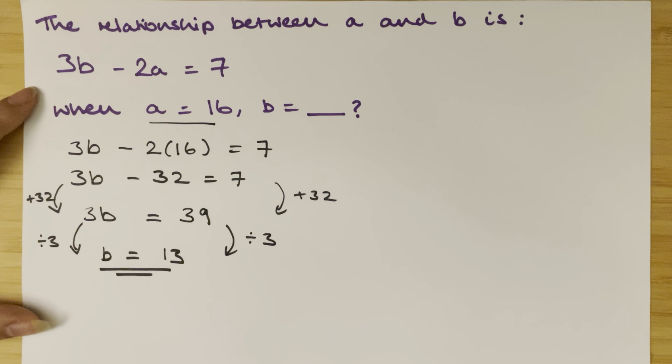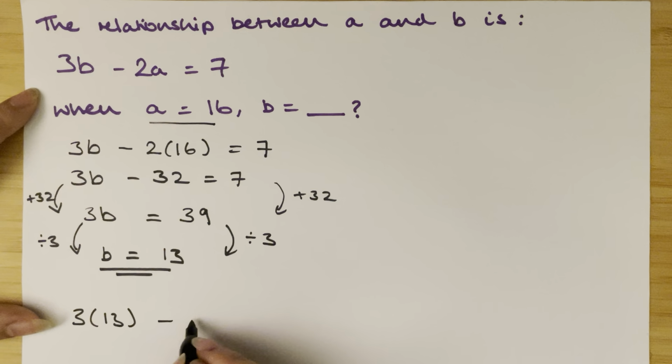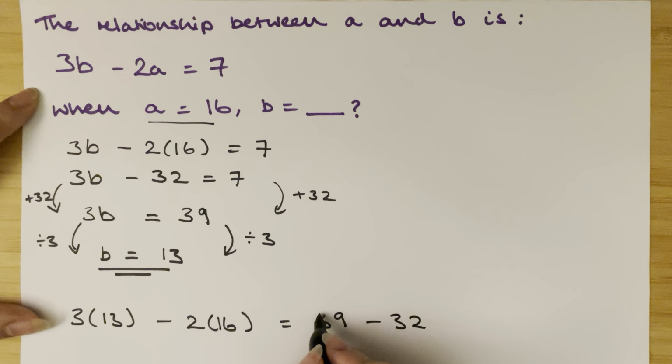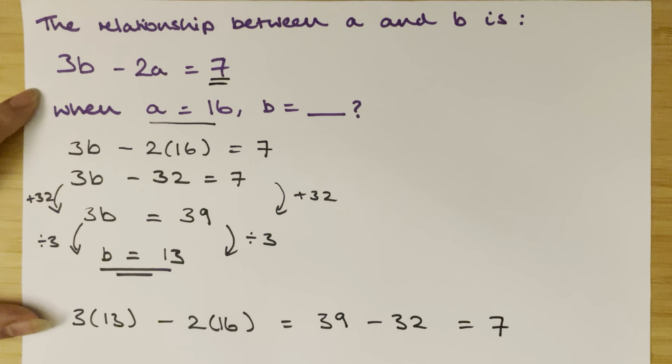Let's check the answer. So 3 times 13, take 2 times 16, equals 39 take away 32, equals 7, which is what we wanted.